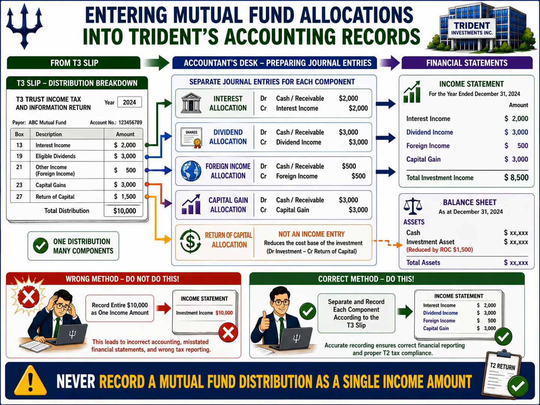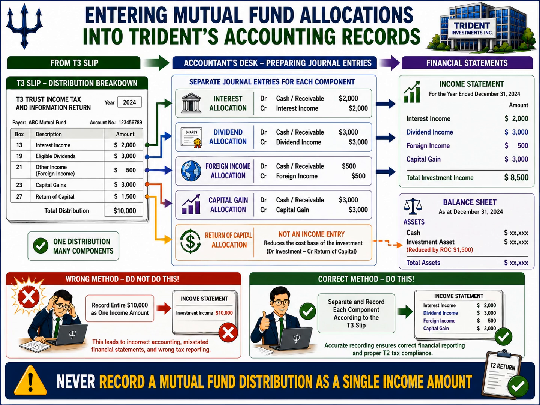Now that we understand how the T3 slip breaks a mutual fund distribution into its individual tax components, the next step is recording those components in Trident's accounting records. This is where many accounting errors occur. A common mistake is to take the total distribution amount and record it as a single income entry. While that approach may seem simple, it is incorrect.